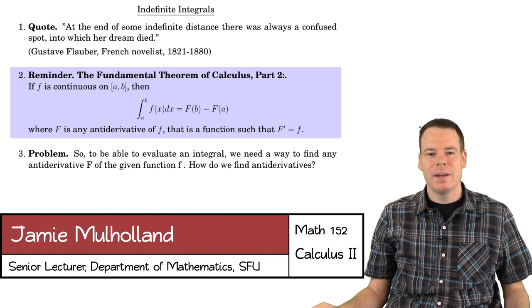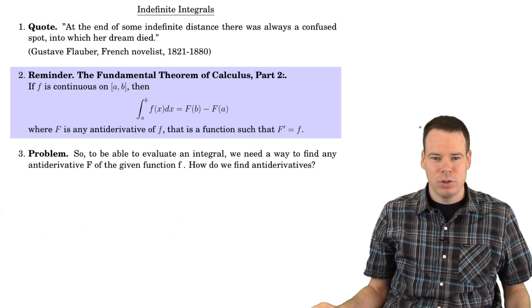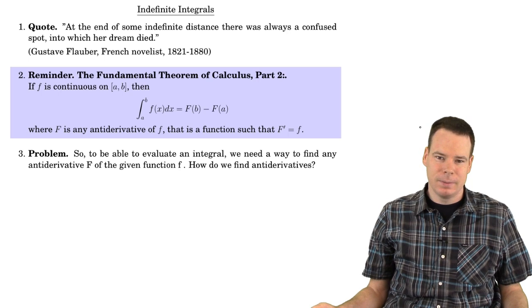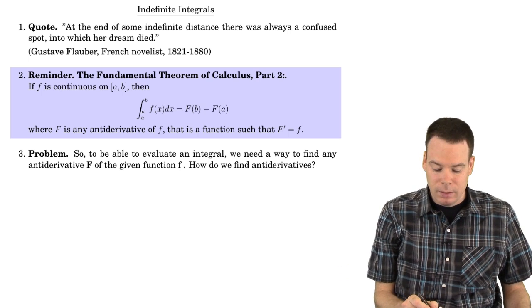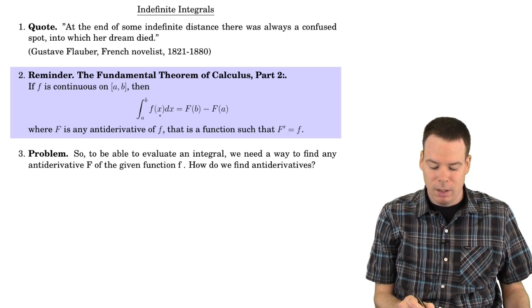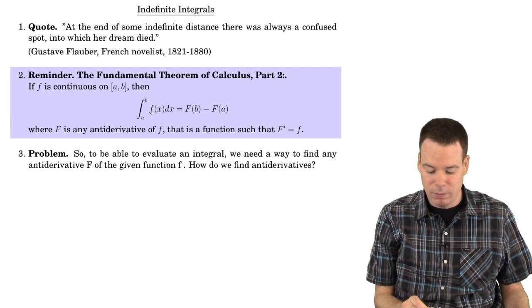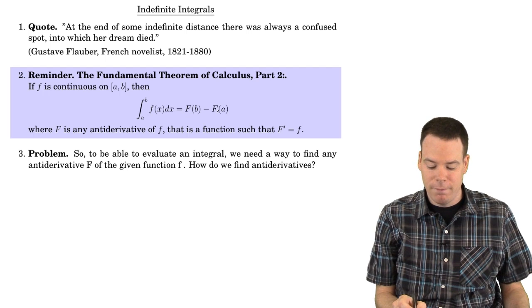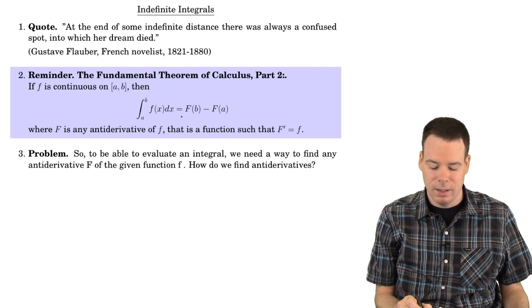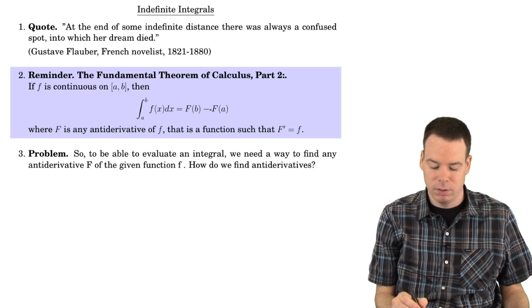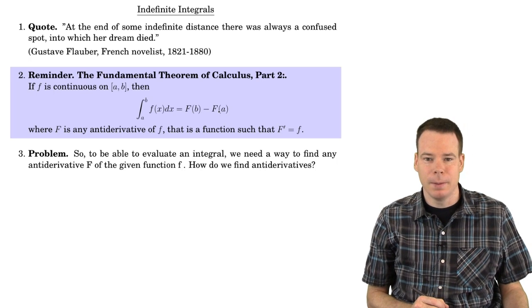In this lecture, we're going to look at indefinite integrals. Now, let's just recall the fundamental theorem of calculus. It said that the integral from a to b of little f of x dx can be obtained by taking an antiderivative of little f, which we're calling big F, and evaluating it at the limits of integration and then taking the difference. So big F of b minus big F of a.